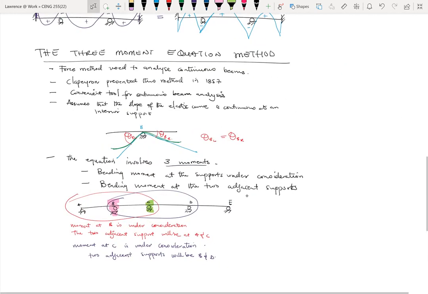So this is just to introduce us to the three moment equation method. When we meet again, we'll go through it a bit more, formulate the equations, and then solve some problems with respect to these equations. All right. I think that's about it. If there are any questions, please, you can ask.